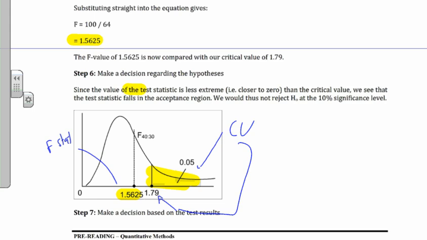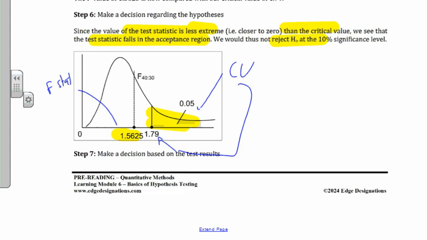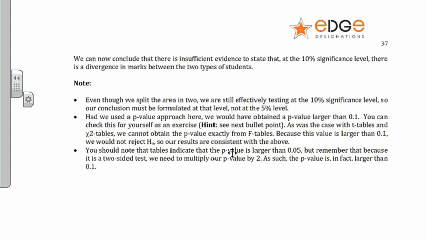And since the value of the test statistic at 1.56 is less extreme than the critical value, unfortunately, the test statistic does not fall in the rejection region, but in the acceptance region, and we fail to reject H0, at least at a 10% level of significance. We can conclude there is insufficient evidence, at least at the 10% level of significance, of any kind of divergence in the marks between the various students in our particular case.